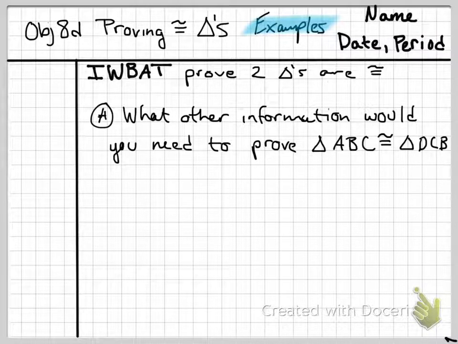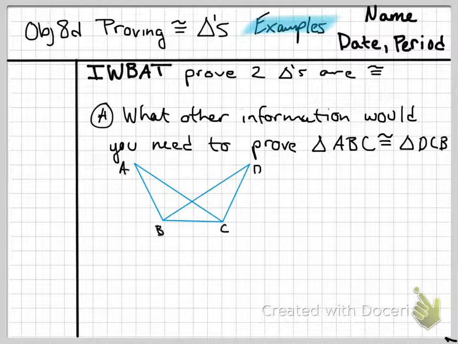Our first example says, what other information would you need to prove triangle ABC is congruent to triangle DCB? So we have a diagram here. Two triangles, one within the other. And we're trying to figure out if we can prove that triangle ABC is congruent to DCB.